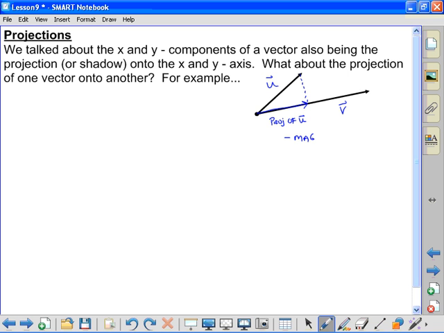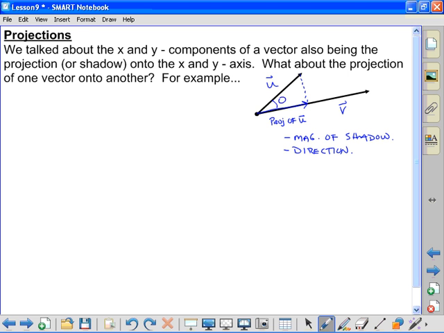So we're basically going to find how big is the magnitude of the shadow, because it's going to be in the direction of v, since we're putting it onto that vector. We're basically shining a light above it, and we're going to find that shadow. So how do we do that?